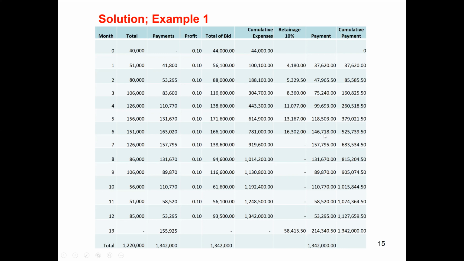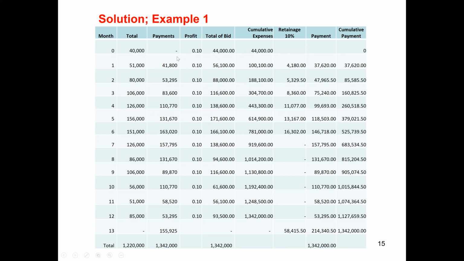Similarly for all the figures, and if we add these up, the total bid price will become 1,342,000. Now we have this bid price, and we are going to make it cumulative. So 44,000 comes here, and then next is 44,000 plus 56,100, which becomes 100,100. Then 100,100 plus 88,000 becomes 188,100. Similarly for all the cumulative costs, the last one will be equal to the project cost, that is 1,342,000.